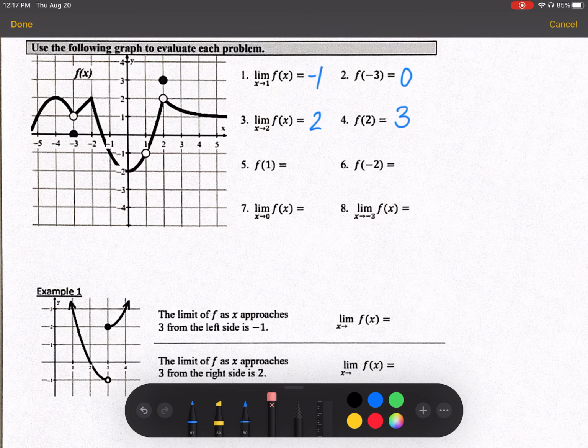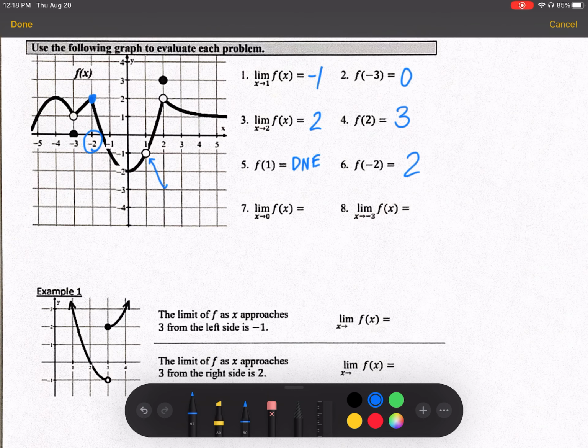Then we have f of 1. F of 1, there is no physical point with an x value of 1, so we're going to say that does not exist. Then we have f of negative 2, so if we come over here, x value of negative 2, come look up here on the graph, this is an actual point, so that'll be 2.